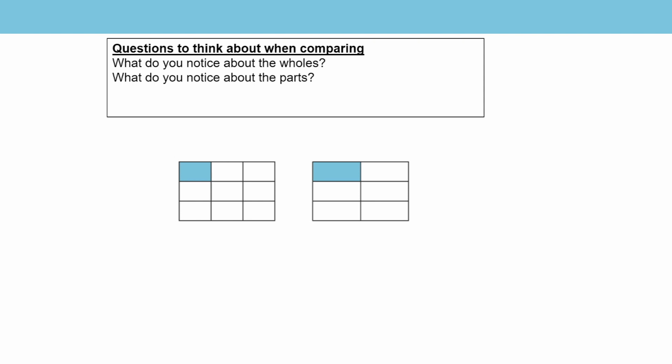Let's check then. Did you write down 1/9 for the first area model? The whole is divided into 9 equal parts and one part is shaded. Did you write 1/6 for the second area model? The whole is divided into 6 equal parts and one part is shaded. Is this how you positioned your inequality symbol? 1/9 is less than 1/6. Well done if you did.